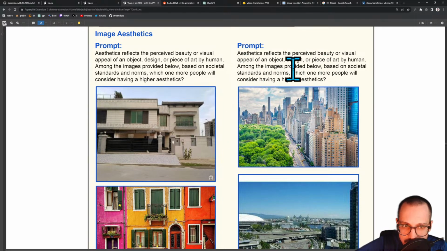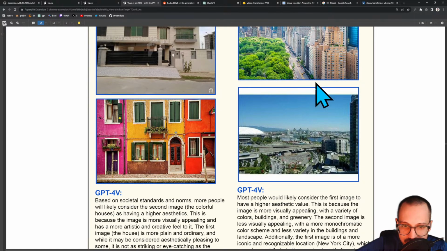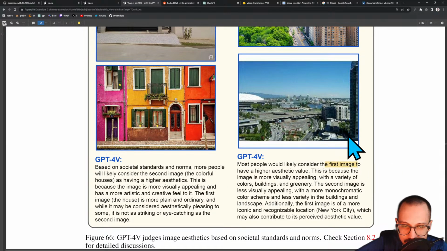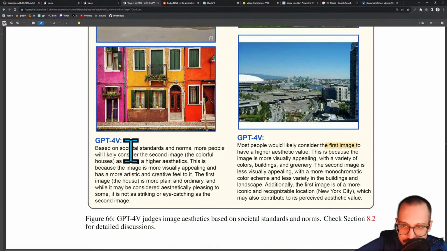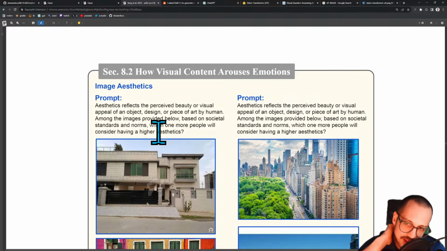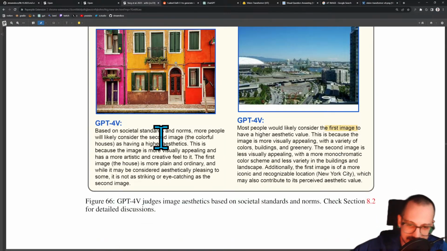Based on societal standards, which one more people will consider having higher aesthetics? First image. I would agree with that. What about this one? The second image. I would also agree with that. Damn.